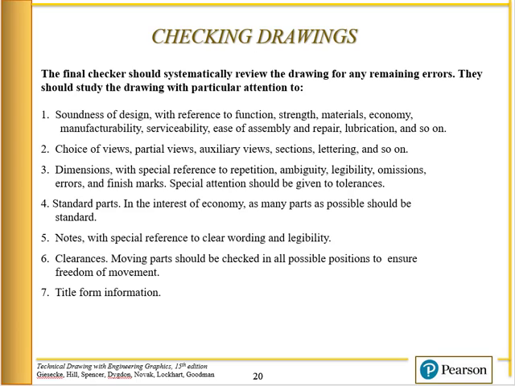He's going to scrutinize the choice of the views, whether you're using a partial view for something, an auxiliary view, what your sections look like, lettering, and so on. He's going to check all of the dimensions, make sure there are tolerances on everything, and make sure the dimensions are feasible with special reference to repetition, ambiguity, legibility, omissions. He's going to be looking for errors, finish marks, etc. Special attention should be given to the tolerances. Are the tolerances reasonable?